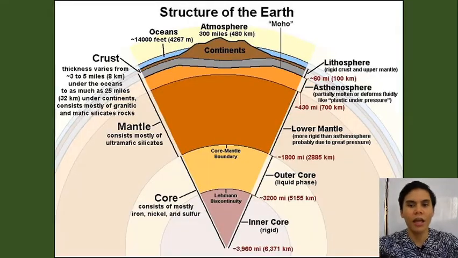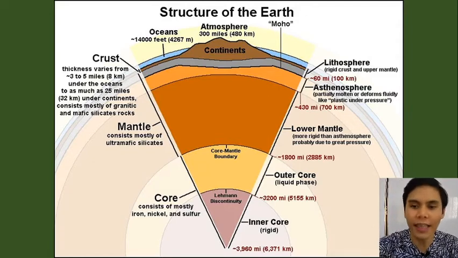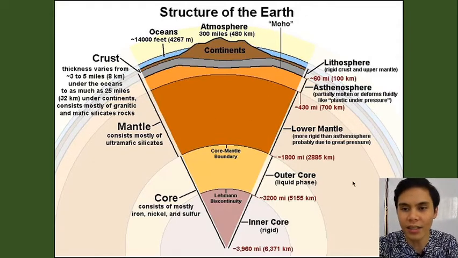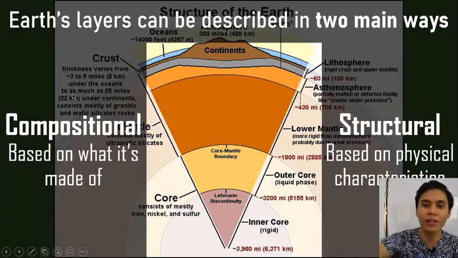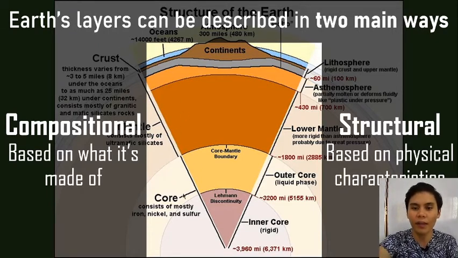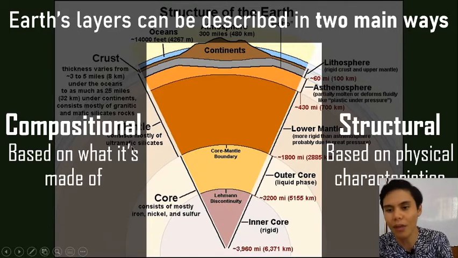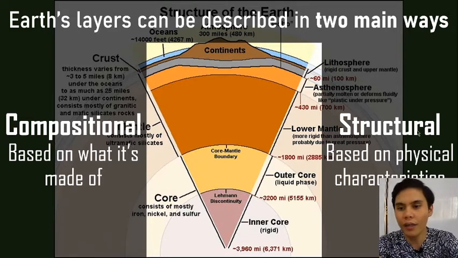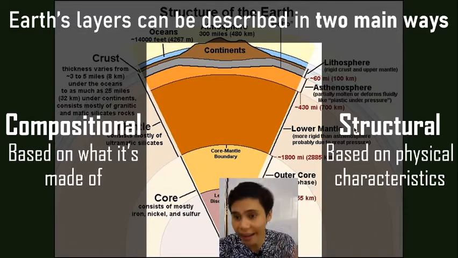So this is the structure of the Earth. However, there are two ways. So there are two sides to this. There's this side and there's that side, and we're going to discuss both of them. So two ways to describe the structure of the Earth. There's the compositional way. So everything on this left side is a compositional way of talking about the Earth. If you zoom in, it says consists of. So it's based on what it's made of. The structural, on the other hand, is based on the physical characteristics, or how these layers behave.